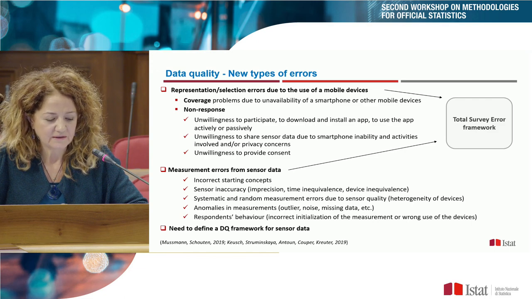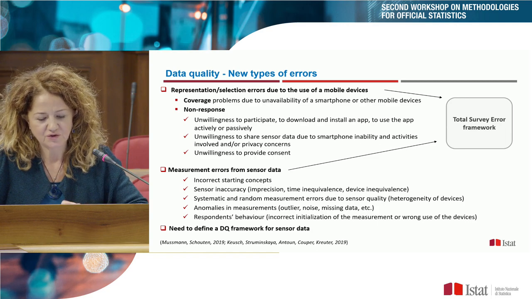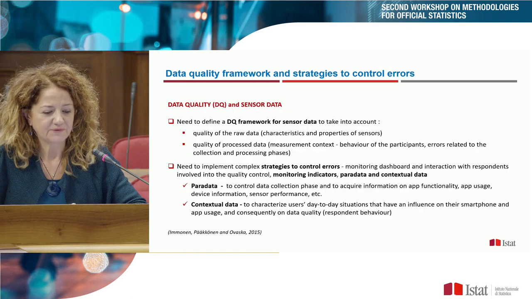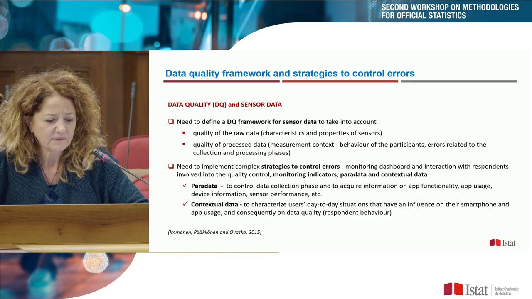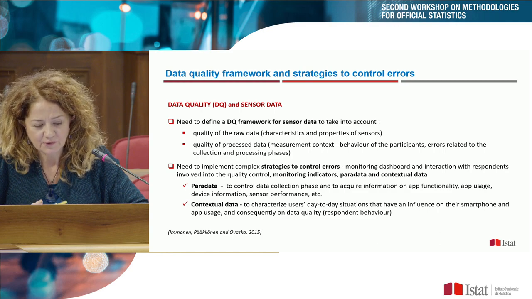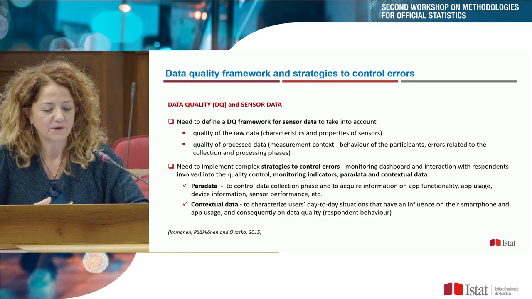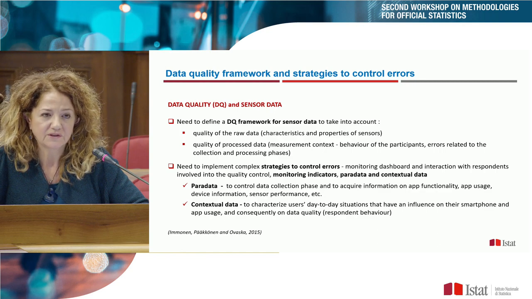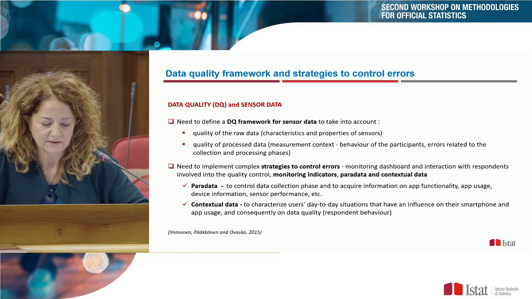So all these two dimensions contribute to a total survey error framework that can be redefined in this new context. In particular, for the data quality framework, in the project where we are working, we try to define a data quality framework for sensor data to take into account two types of quality of the data: the quality of the raw data, so the quality of the correctly collected data, and the quality of the processed data.